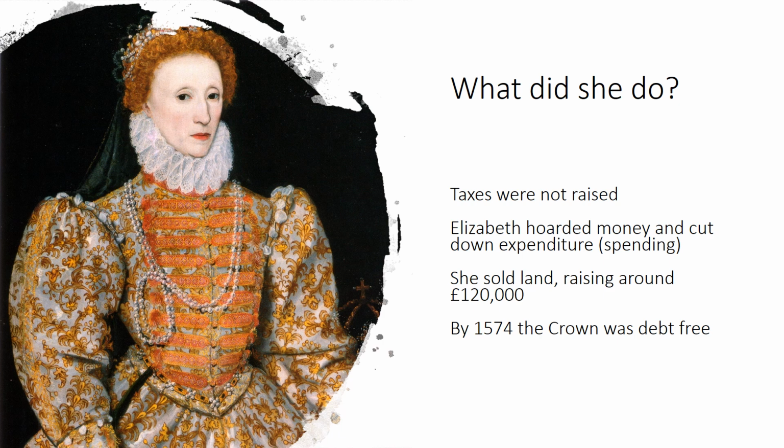So what did she do then? Well, one thing she didn't do was raise taxes. She was worried that would upset people and make people unhappy, and she was really trying to win favour. What she did instead was she kept money. She hoarded money, she stored money, and at the same time she cut down her spending, so she was saving more and spending less. Like Mary too, she sold land. And by doing this, she raised around £120,000, and by 1574, she was able to boast that the Crown was now debt-free.